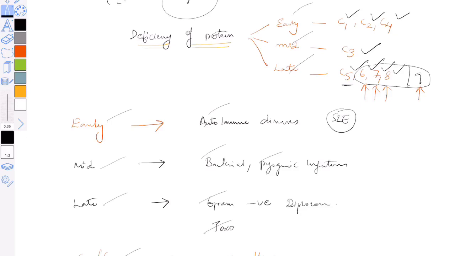Even if there is a deficiency of any of these late ones, that is the end part, like C7, C9 or C8, there is no problem. The rest of the proteins are going to form this MAC, and that MAC is going to break this antigen and cause the lysis. Yes, done for now.